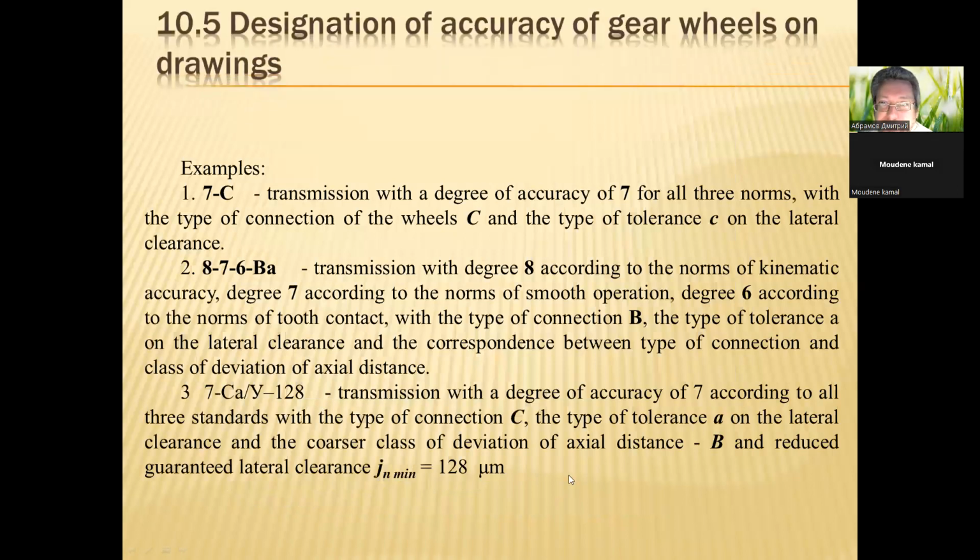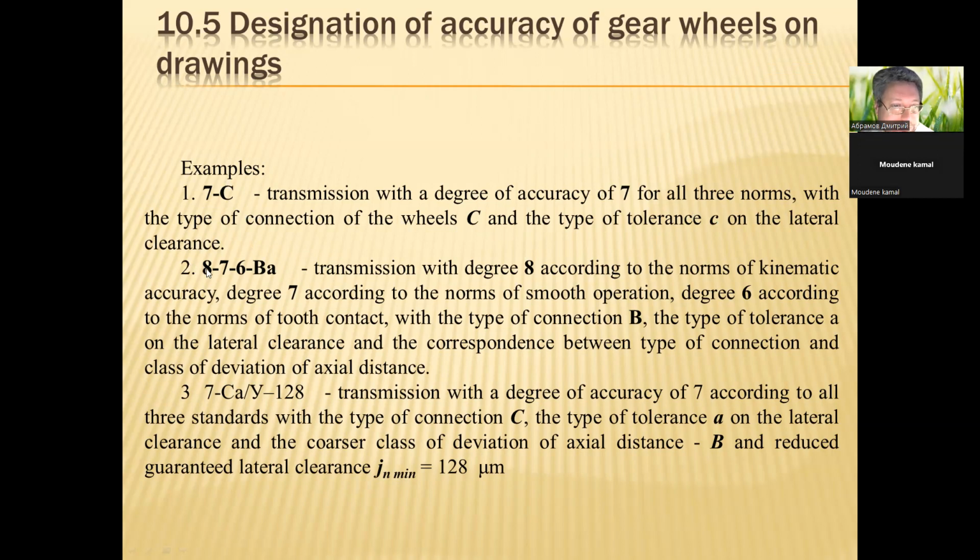So, designation of accuracy of gear wheels on drawings. Let's see examples. First example, 7-C. Transmission with a degree of accuracy of 7 for all 3 norms, with the type of connection of the wheels C and type of tolerance small c on the lateral clearance.